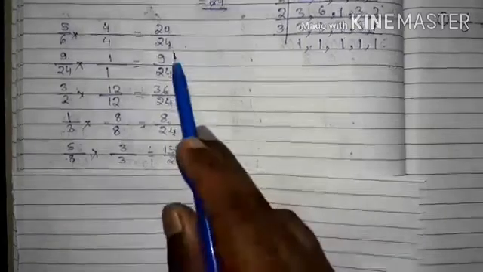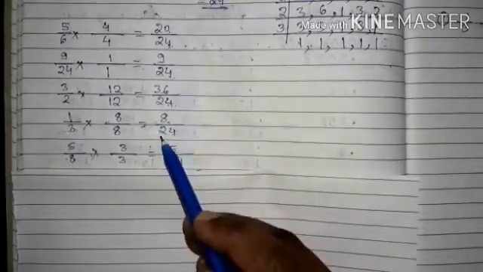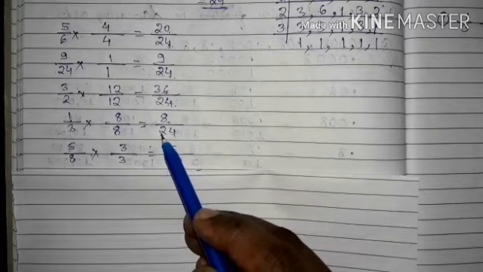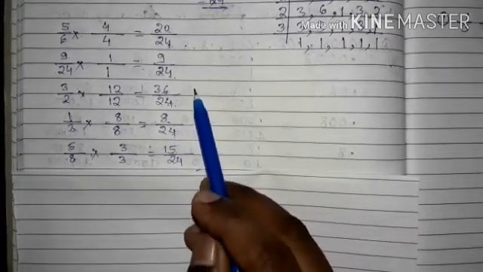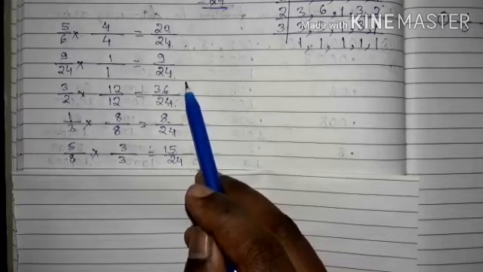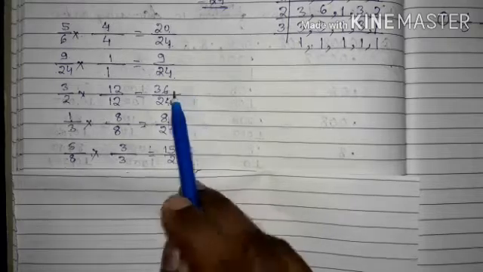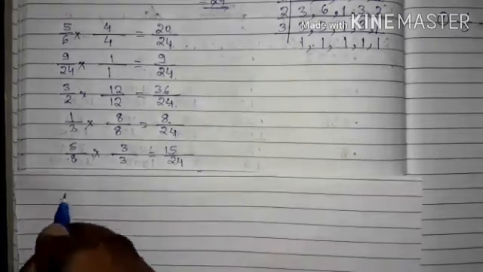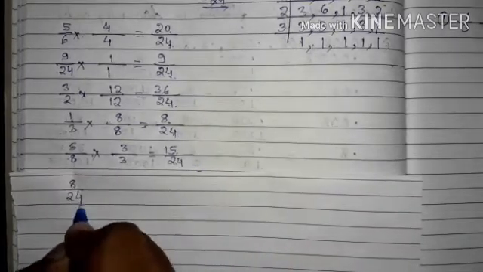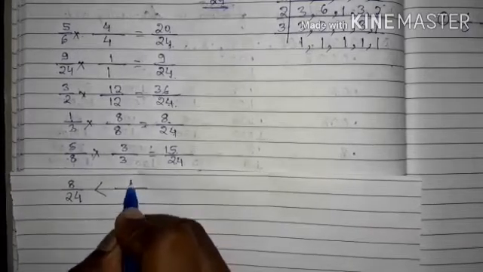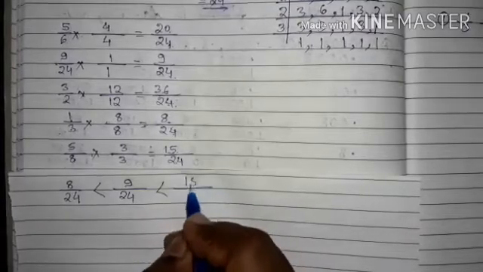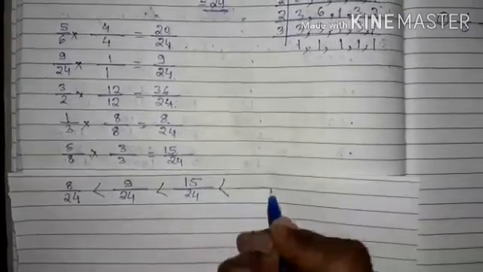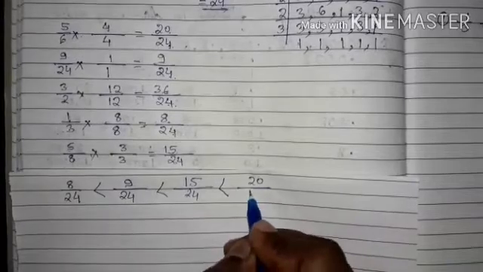Now here all the denominators are 24. All the denominators are equal. So we have to see which is the smallest numerator, because we have to write the given fractions in increasing order. Increasing order means smaller to bigger. So which is the smallest one? 8 upon 24. Then after that 9 upon 24. Then 15 upon 24. Then 20 upon 24.